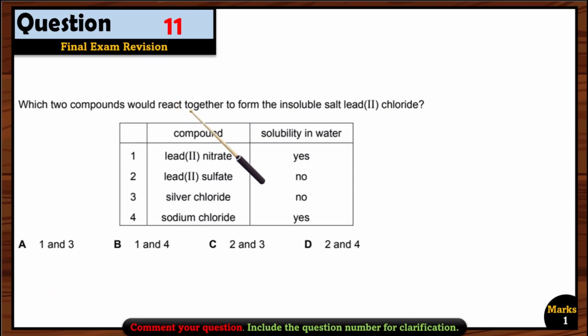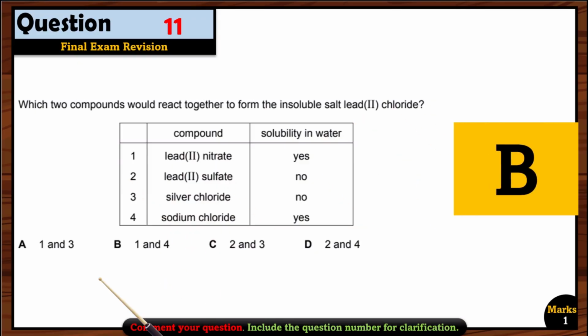Question 11. Which two compounds would react together to form the insoluble salt lead chloride? To make the lead chloride, we will see each option one by one. Lead nitrate has solubility in water, right? So we have to choose a method in which we get an insoluble product. But how can we get an insoluble product? If both the reactants are soluble. So both the reactants should be soluble. Then lead nitrate and sodium chloride will be the best option to react together, and we can get lead chloride over here. So 1 and 4, that is option B, is the right option here.